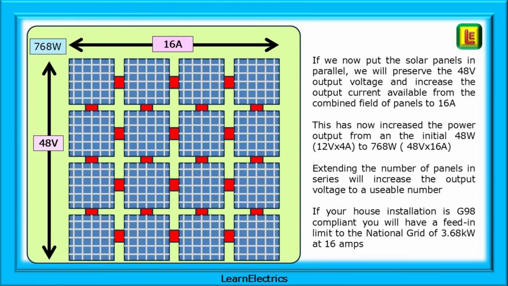This has now increased the power output from an initial 48 watts, 12 volts times 4 amps, to 768 watts, 48 volts times 16 amps. Now we must increase the number of panels in series, and this will increase the output voltage to a usable and significant number of volts. If your house installation is G98 compliant, you will have a feed-in limit to the national grid of 3.68 kilowatts. That's 230 volts at 16 amps.